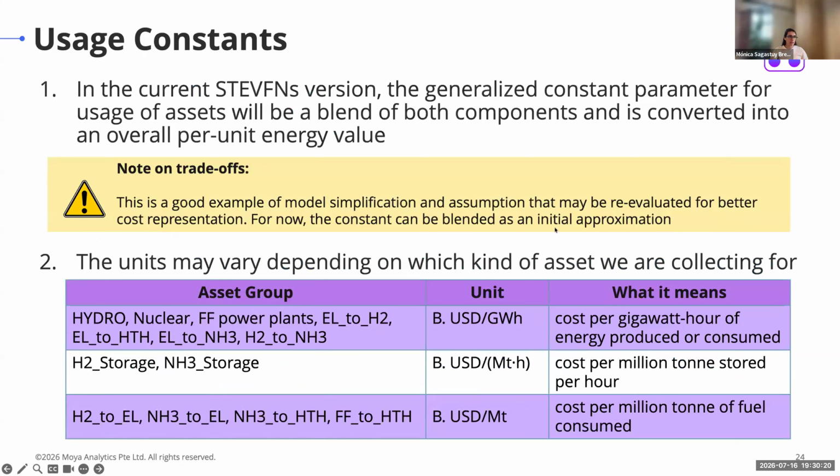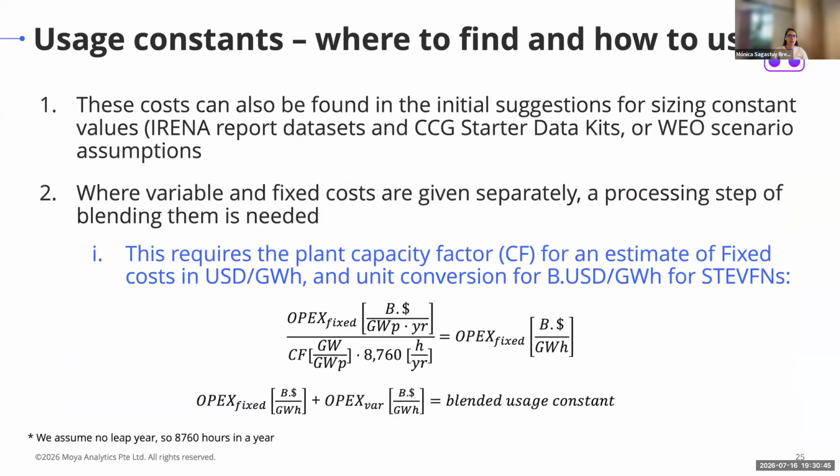Some examples of units, like we've seen before. That blending of this cost is a good example of those simplifications that we've been talking about. It might not give super accurate details on those path dependence issues if we have it blended, but it also allows us to reduce the dimensionality of the problem for computational efforts.